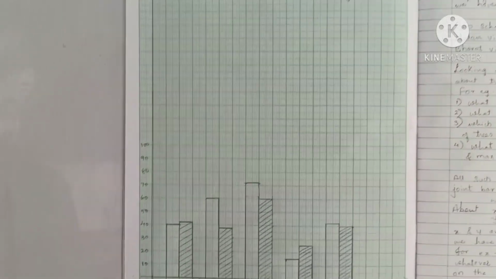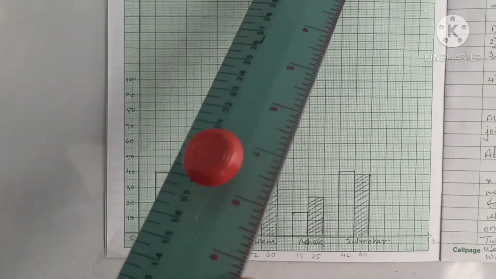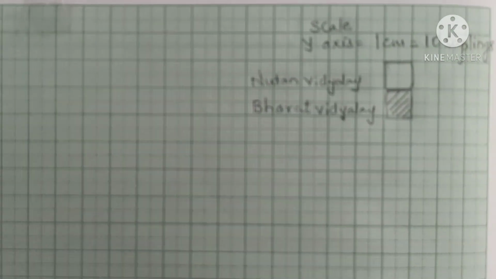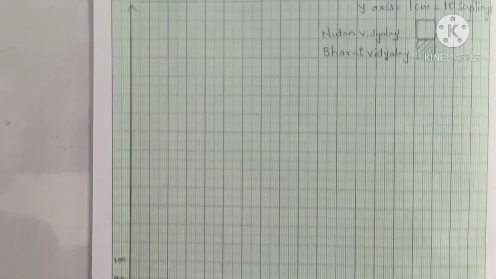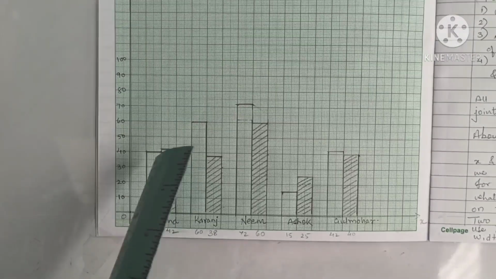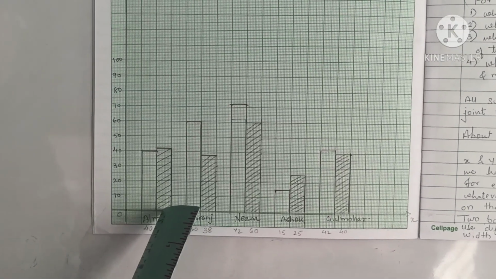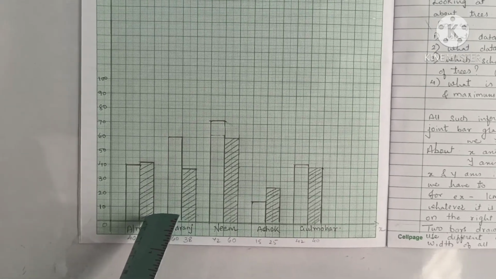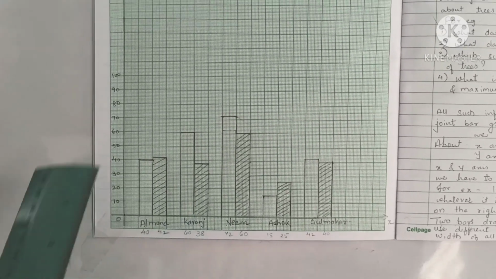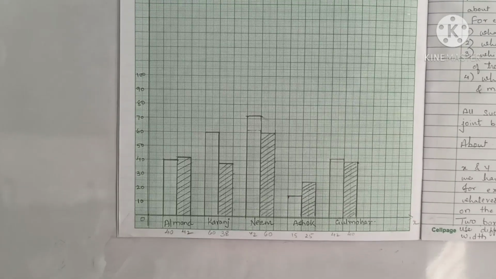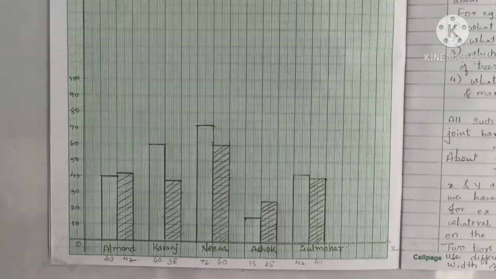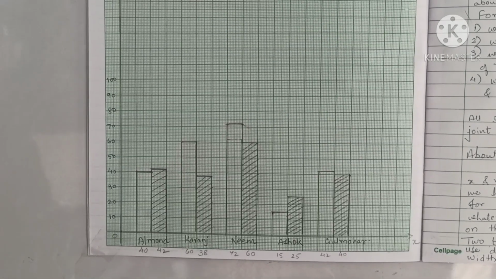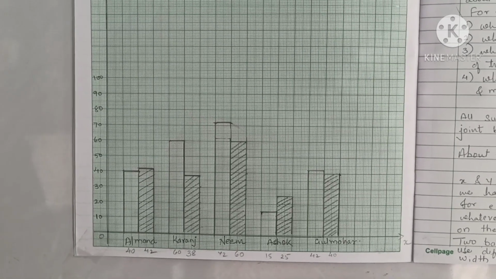The names of two schools, Nutan Vidyalay and Bharat Vidyalay. So Nutan Vidyalay is denoted by the blank bar, and Bharat Vidyalay is denoted by the bar having slanting lines. So at a glance we get all this information by looking at the joint bar graph.